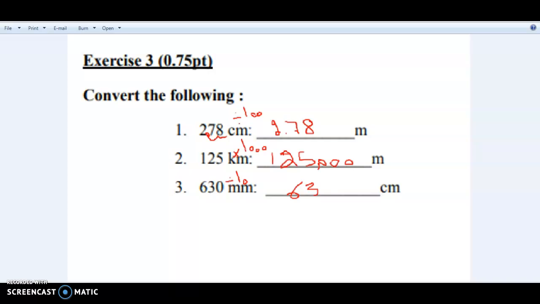Convert the following: 278 centimeter. From centimeter to meter, you have to divide by 100, so it becomes 2.78 meters. 125 kilometers, you have to multiply by 1,000 to convert it to meters, so it becomes 125,000 meters. And from millimeter to centimeter, you have to divide by 10, so 630 divided by 10 is 63 centimeter.